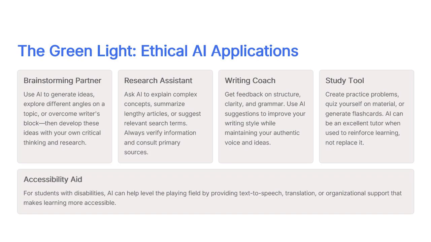As a brainstorming partner, use AI to generate ideas, explore different angles on a topic, or overcome writer's block. For me, there was one time where I was trying to figure out how I wanted to say something, or like I wanted to create a paper and I just couldn't really understand where I wanted to go with it, right? And so I was like, well, let me just look it up on ChatGPT.